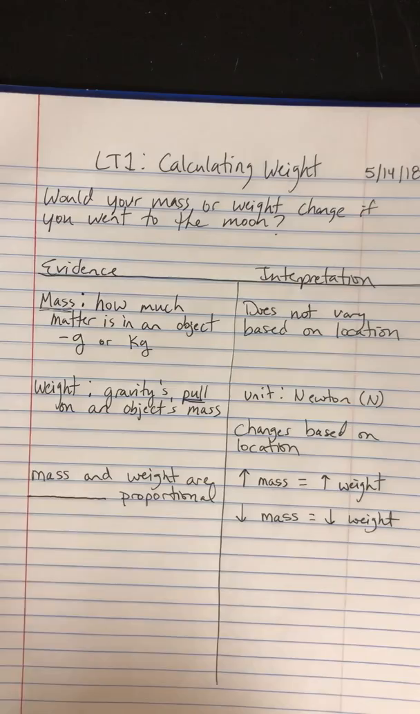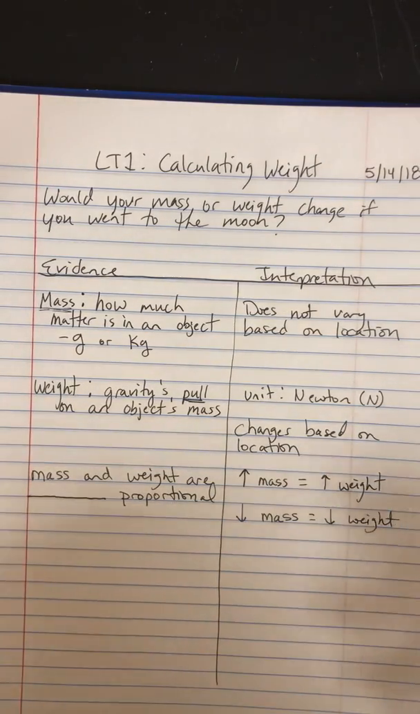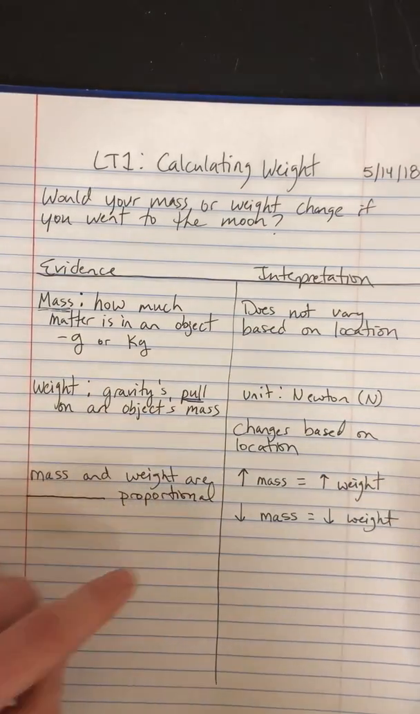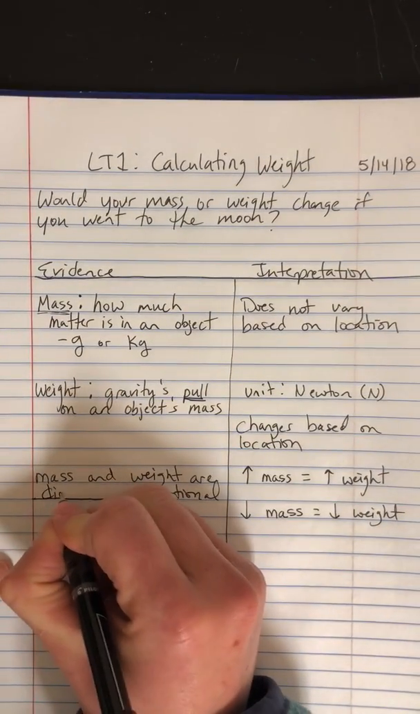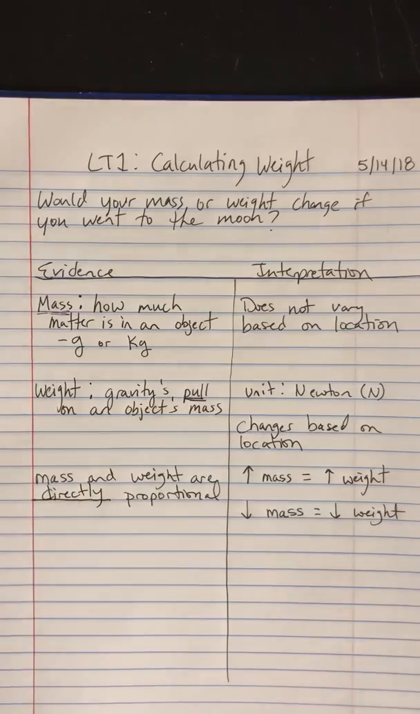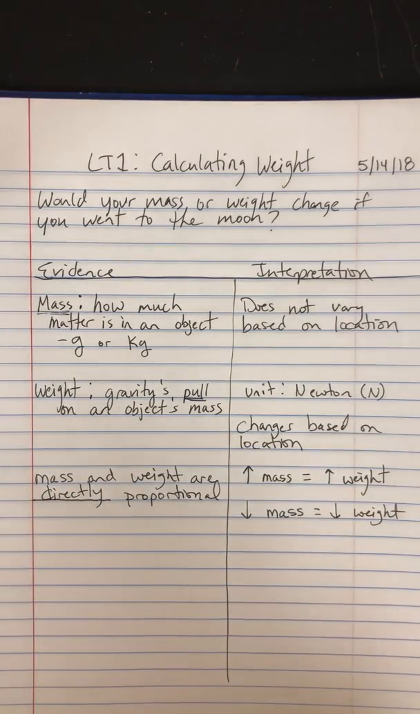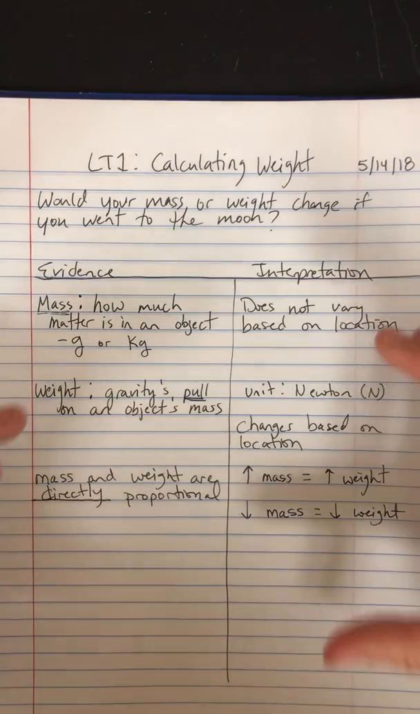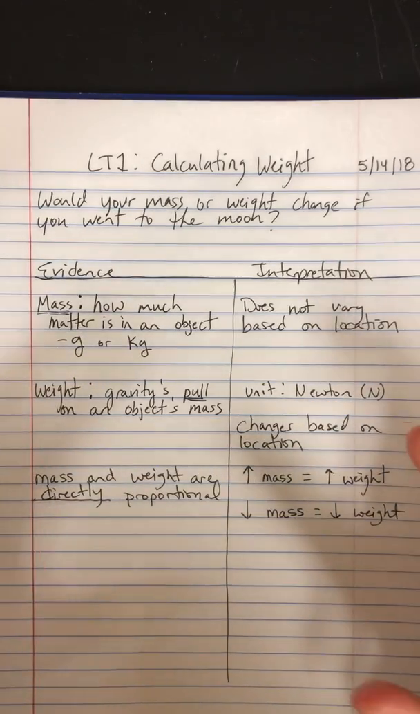Now I'm not here to do the 2 thumbs up, 2 thumbs down thing with you, but hopefully we've been together long enough that you know if they respond in the same direction, that means they are directly proportional. Okay, so mass and weight are directly proportional. That's the main concept stuff from LT1.